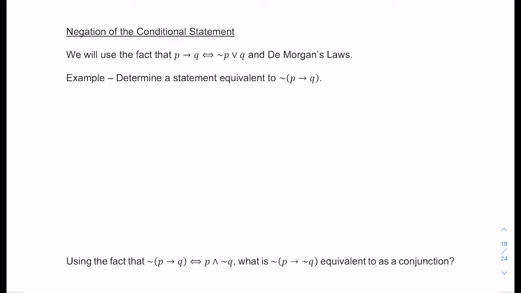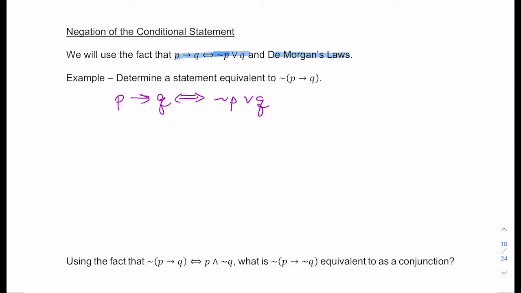We will use the fact that if P then Q is equivalent to not P or Q, and De Morgan's laws, to prove the following. So we want to determine a statement equivalent to it is false that if P then Q. So we want to use this: if P then Q is equivalent to not P or Q.